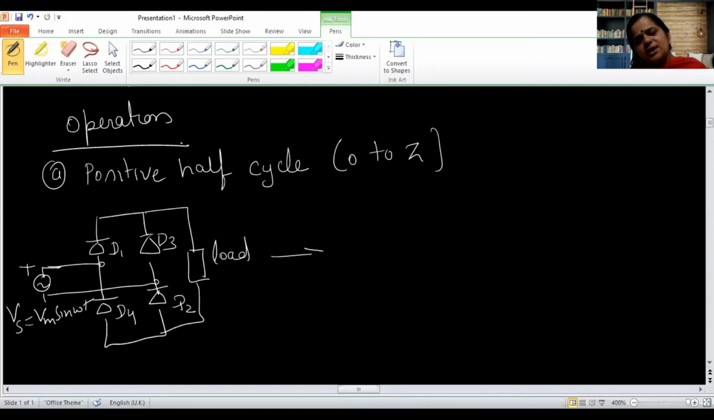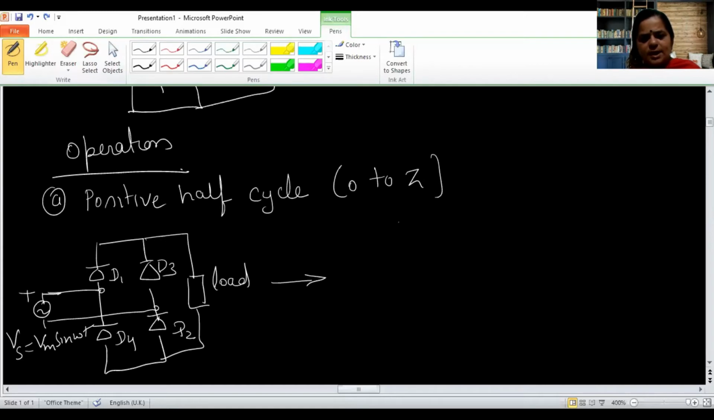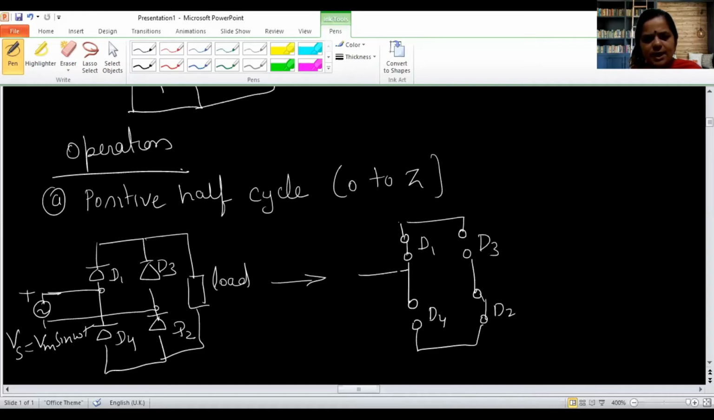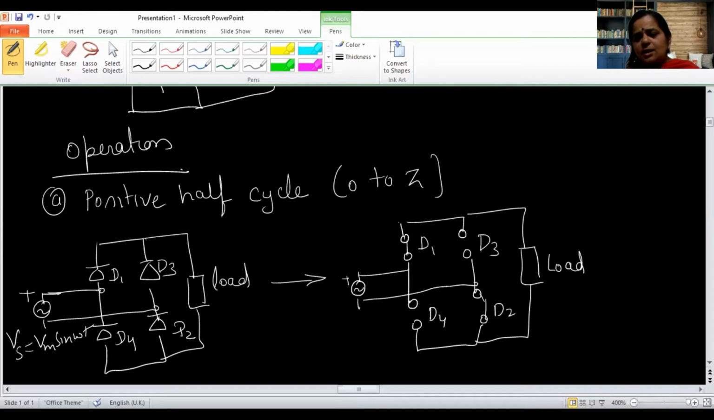So during the positive half cycle, if I draw its equivalent circuit, then D1 will act as a short circuit, D4 will act as an open circuit, D3 will also be an open circuit, and D2 will also act as a short circuit. Because during the positive cycle, D1 and D2 are forward biased, so they act as short circuits, and D3 and D4 act as open circuits because they are reverse biased.